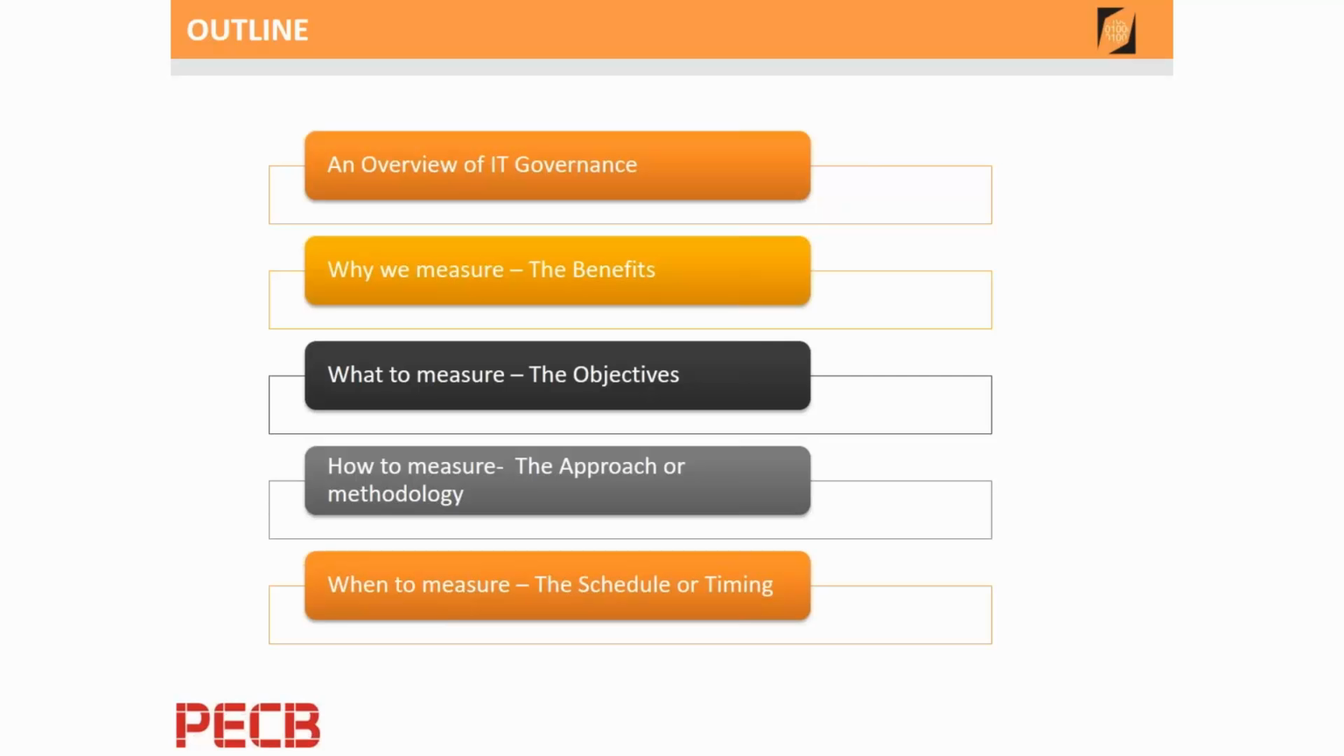This is the overview of my presentation. We're going to have a summary background of IT governance. We're going to ask ourselves the question, why do we measure? And this talks about the benefits. We're going to ask ourselves, what do we want to measure? This talks about the objective. Then we're going to ask ourselves, how to measure? This speaks to the approach or methodology. Then finally, we're going to ask ourselves when to measure. This talks about the schedule or the timing for measurement.